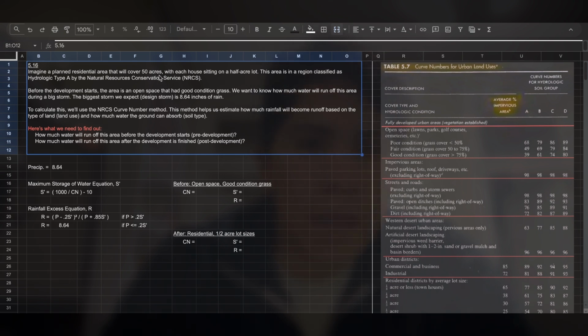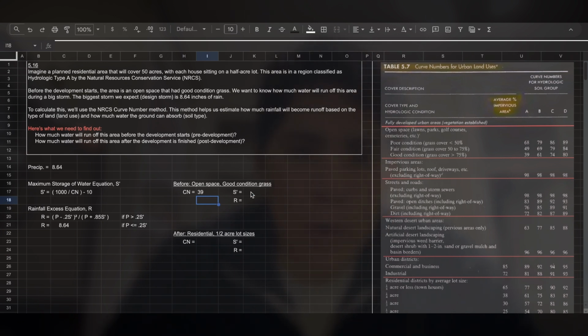In the pre-development case, we have open space and good condition grass. If we go to our 5.7 table, we have the category of open space and good condition grass. We know that the soil type is type A, so we might want to use 39 as our curve number.